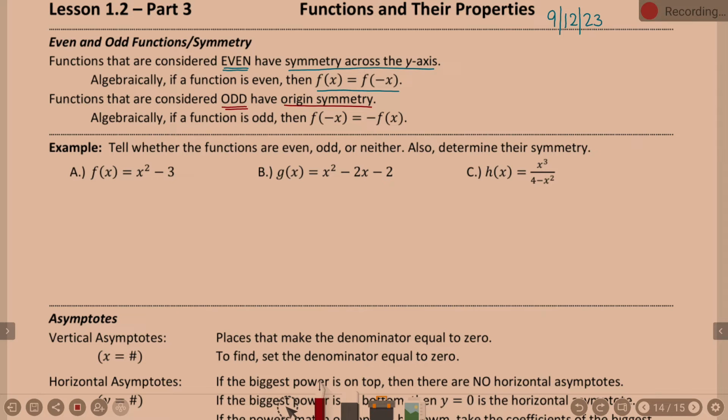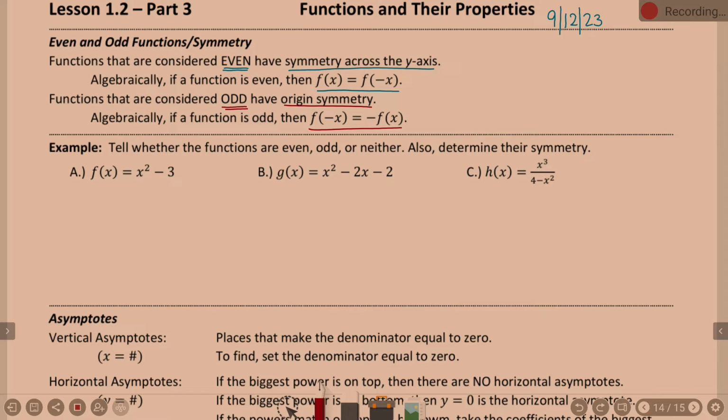Algebraically, if a function is odd, f of negative x is equal to negative f of x. Now, like I said with things like domain and range, there's algebra ways and there's graphing ways. My suggestion is you use them together hand in hand. There's some that'll be easier to tell with a graph, and sometimes they'll be easier to tell algebraically. What's nice is when they agree, your answers agree with each other. So that's going to be my suggestion.